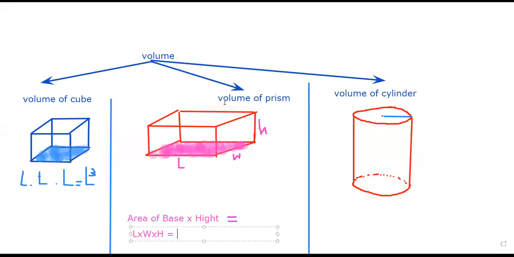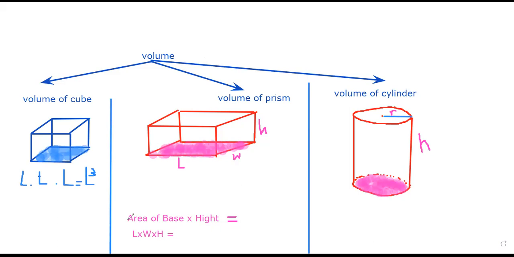So let's move now to the volume of the cylinder. What is the shape of the base? Circle. Yes, the base is a circle. So we have to calculate, by using the same rule, the area of the base times height, right? So we have to know the length of the radius, because this one represents the radius and this one represents the height.